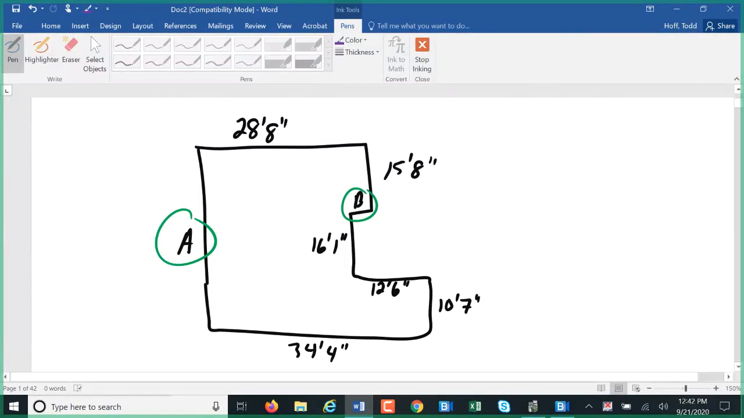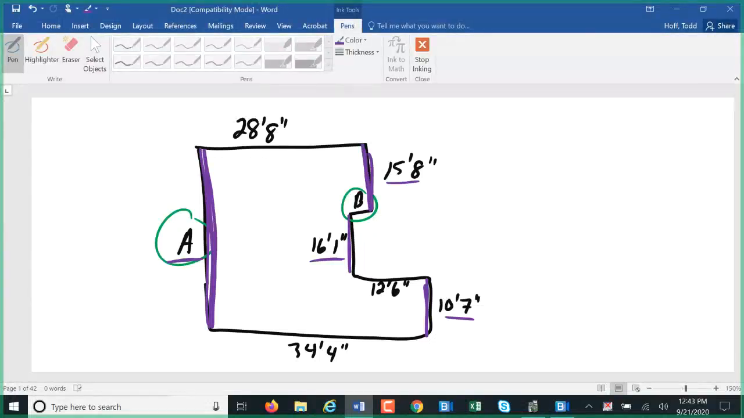Okay, let's take a look at how we find dimension A here. A is a vertical dimension going up and down, which means to find it, we can only use other vertical dimensions. So we have the 15 foot 8, the 16 foot 1, and the 10 foot 7. Well, A is just those 3 dimensions added together. So let's do that.